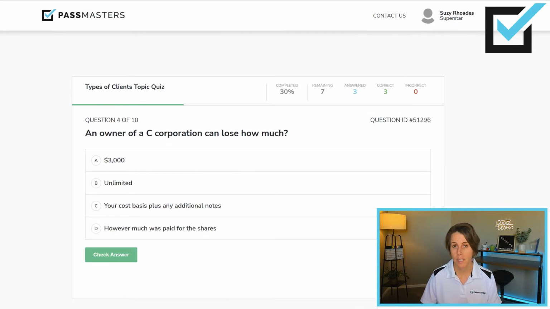An owner of a C corporation can lose how much? $3,000, unlimited, your cost basis plus any additional notes, or however much was paid for the shares. A C corporation is a type of corporation that can have an unlimited number of shareholders. The shareholders are the owners of the business. So if you purchased a share of stock for $300, how much can you lose? Whatever you paid for those shares.